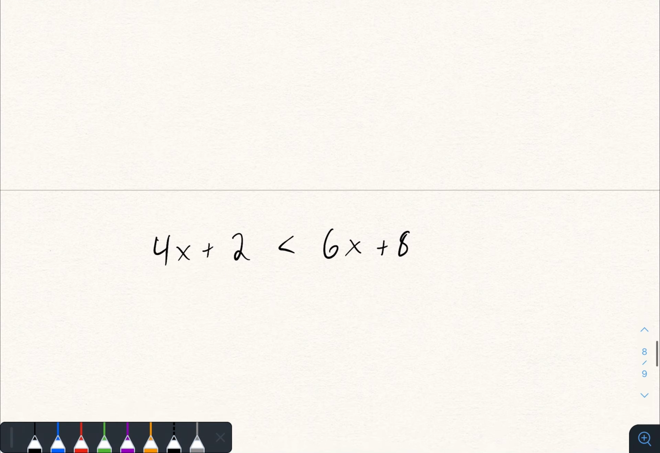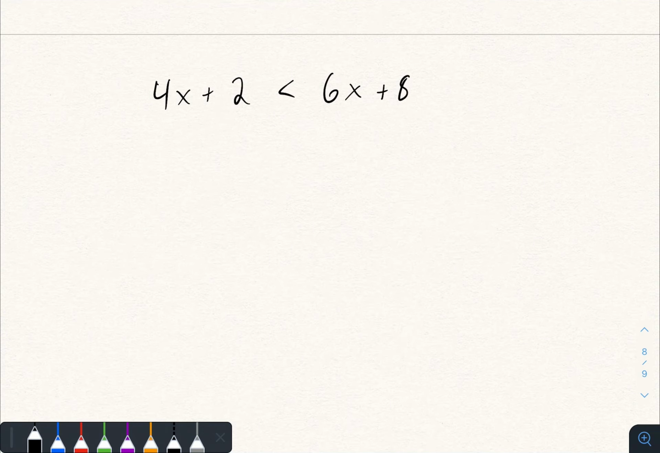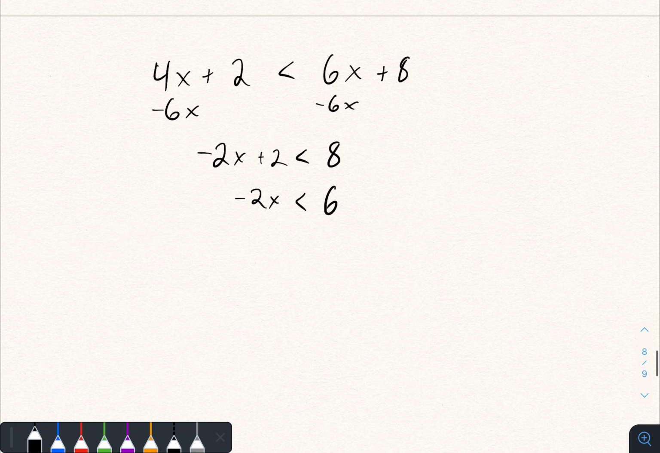Okay. All right. So where it gets a little bit weird is when you have to multiply by negative numbers. So here's another inequality. If I want to bring all the x's to the left, I could subtract 6x on both sides. So here I have negative 2x plus 2 is less than 8. Now I'll subtract 2 on both sides. I have negative 2x is less than 6. The common mistake that you might see when doing this problem would be to divide by negative 2 on both sides, and then you would get x is less than negative 3. Okay? So this is a mistake.